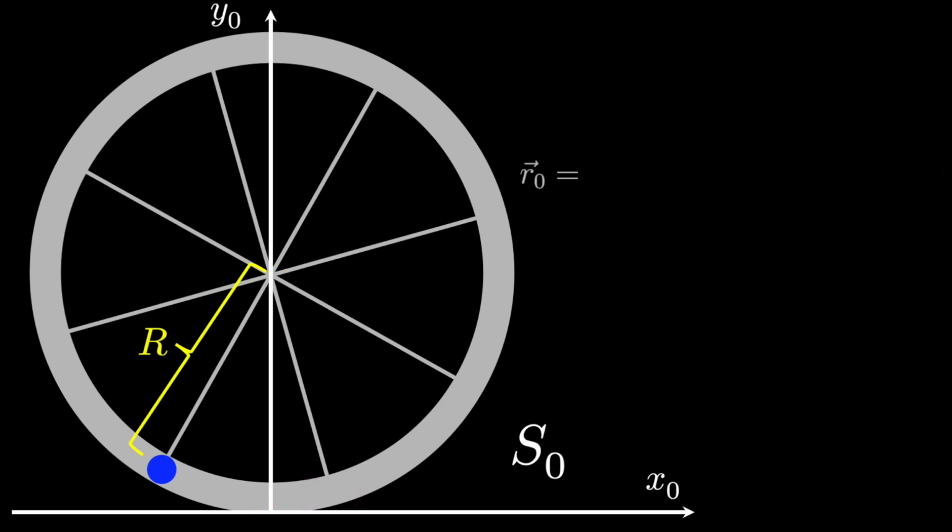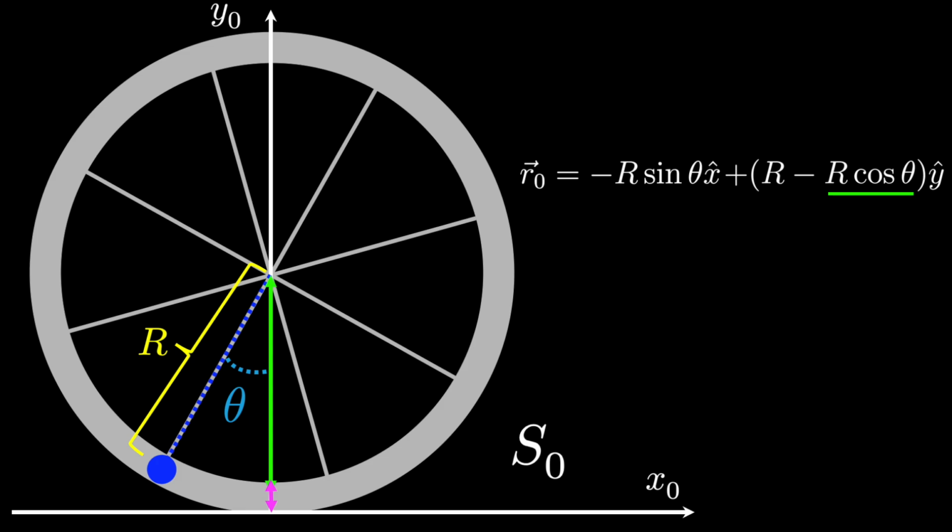The position of the point on the wheel is completely specified by the parameter theta, which is the angle formed with respect to the vertical axis of the wheel. Using elementary trigonometry, it is easy to see that the x component is minus r times sine of theta. On the other hand, to determine the vertical component shown in magenta, we take into account that the green segment is r times cosine of theta. Subtracting this term from the yellow segment, which is the radius of the wheel, gives the length of the magenta segment, r times (1 minus cosine of theta).